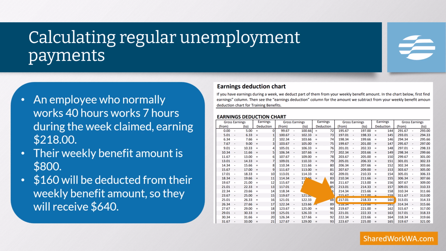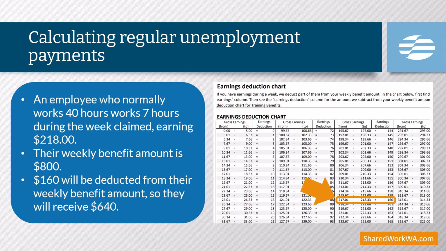So, if a 40-hour per week employee works less than 20 hours, or 37 or more hours, their weekly benefit amount is calculated using regular unemployment for that week. Let's look at a specific example of a 40-hour per week employee who grossed $218 and worked 7 hours, which is outside their shared work hours range.